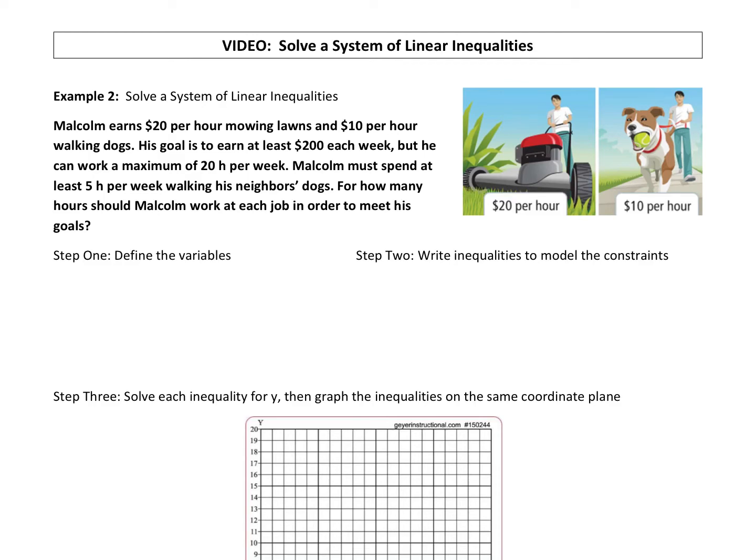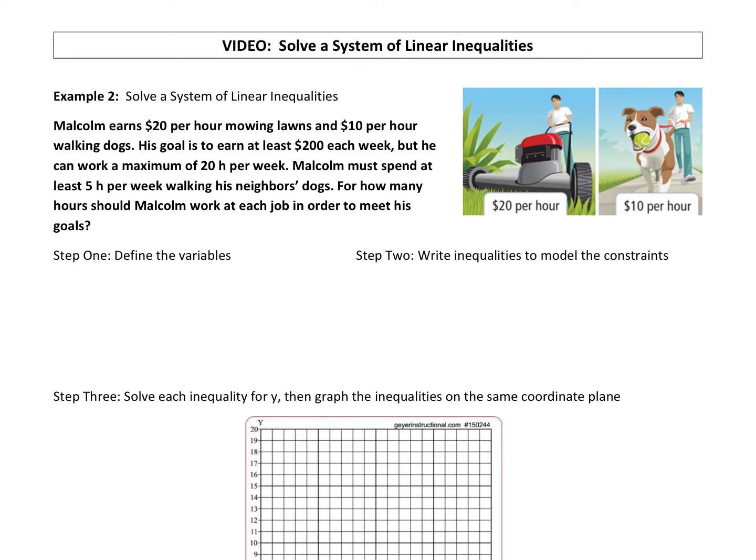Okay, we're going to work on solving a system of linear inequalities in this example. And you can see we get to have a nice little story problem to go along with it. How nice is that? All right, so we have Malcolm. Malcolm earns $20 per hour mowing lawns and $10 per hour walking dogs. So he's got these two different jobs.